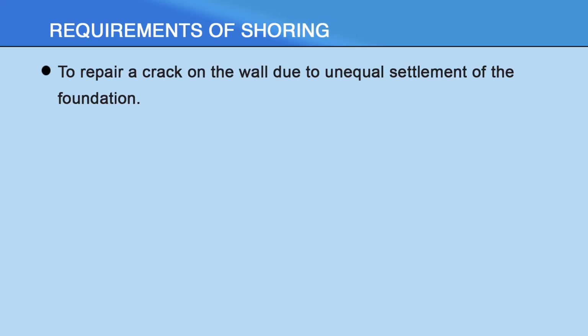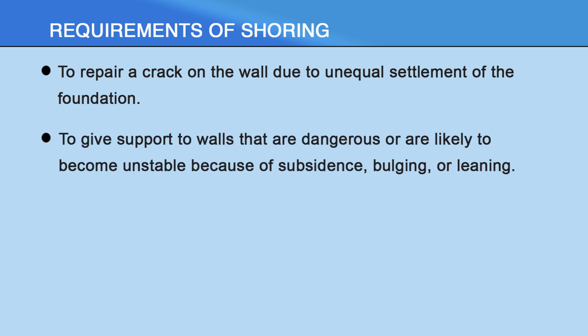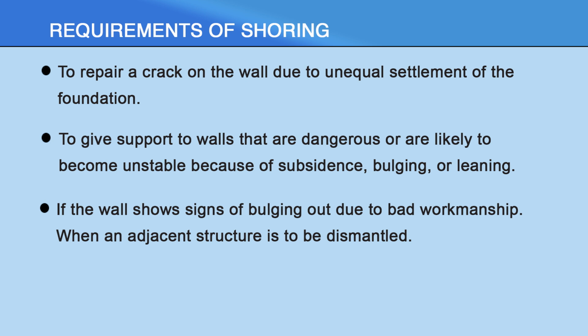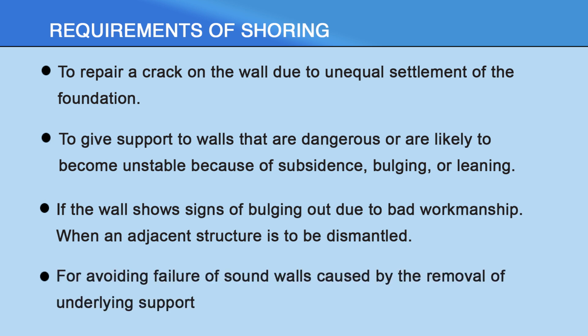Requirements of shoring. The following are some of the requirements of shoring. First, to repair a crack on the wall due to unequal settlement of a foundation, to give support to walls that are dangerous or likely to become unstable because of subsidence, bulging or leaning. If the wall shows signs of bulging out due to bad workmanship, when an adjacent structure is to be dismantled, for avoiding failure of a sound wall caused by removal of underlying supports during demolition work, and to give support to adjacent buildings or structures.